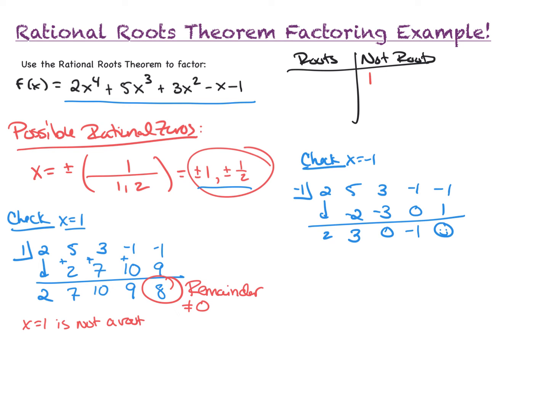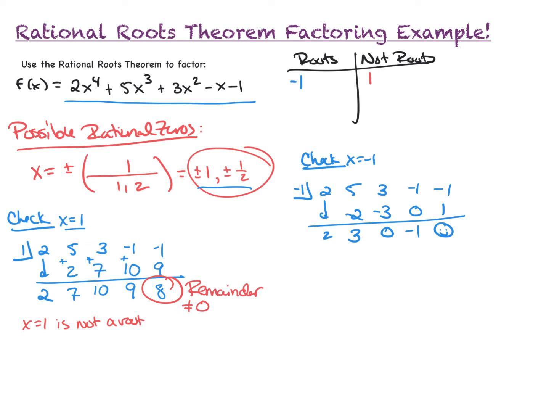So that tells us not only does negative 1 count as one of our roots, but now we can also use this smaller set of numbers for our synthetic division. Instead of the 2, 5, 3, -1, -1, we could use the 2, 3, 0, 1, -1. Don't worry about the remainder, but we could use this smaller version.